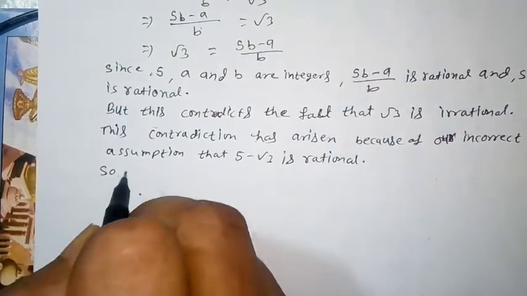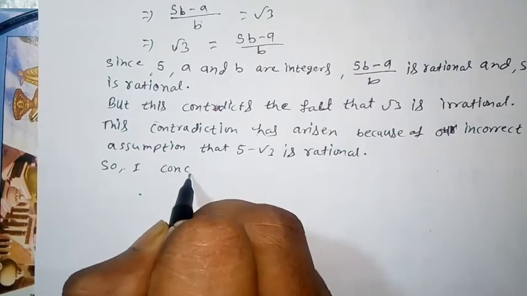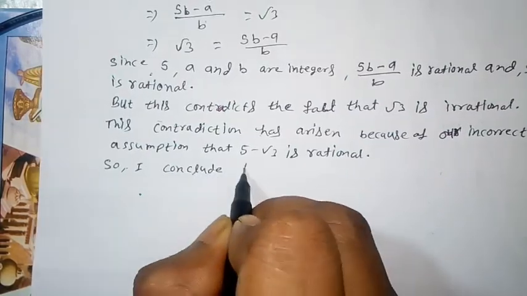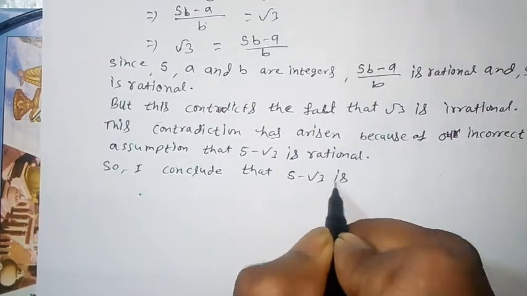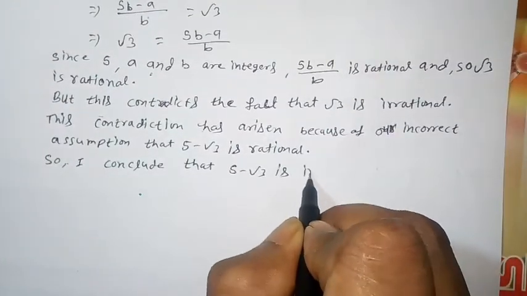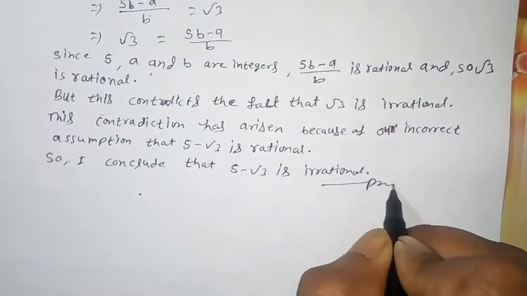So I conclude that 5 minus root 3 is irrational. Okay, proved.